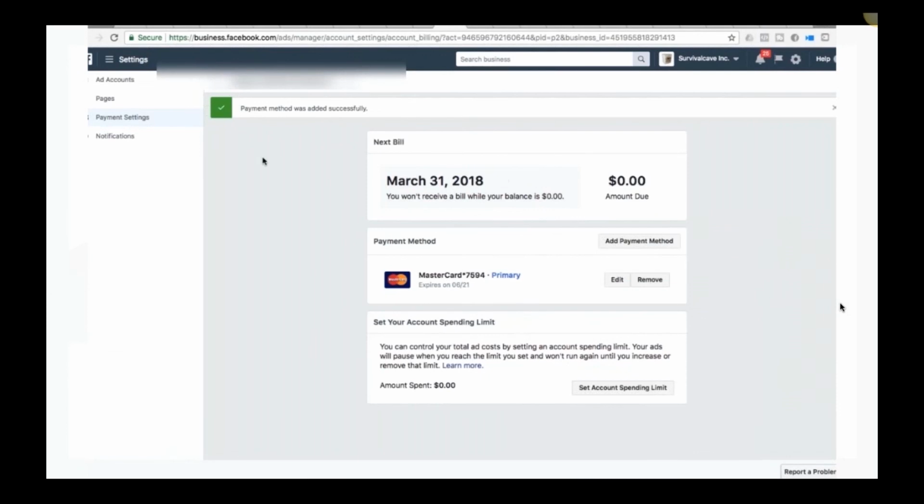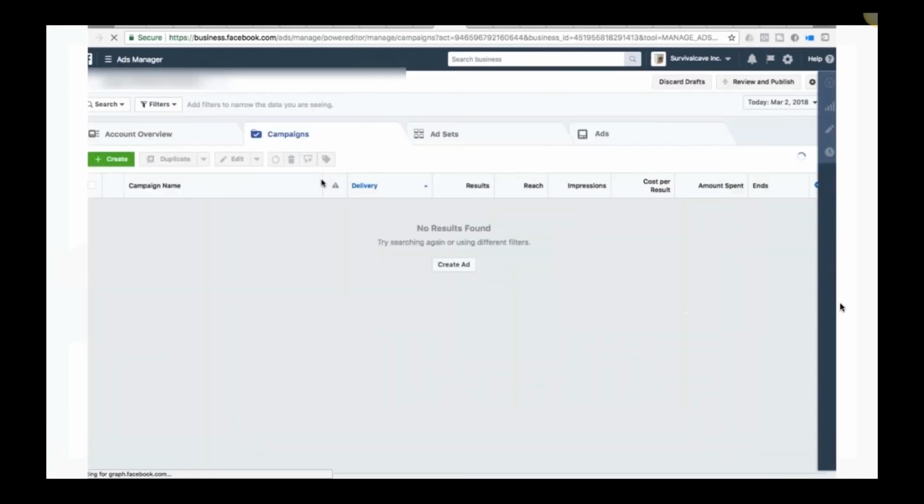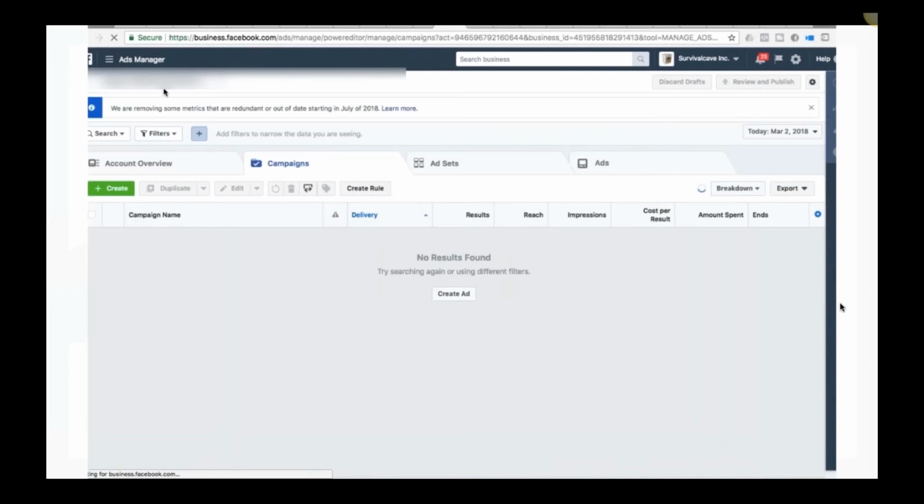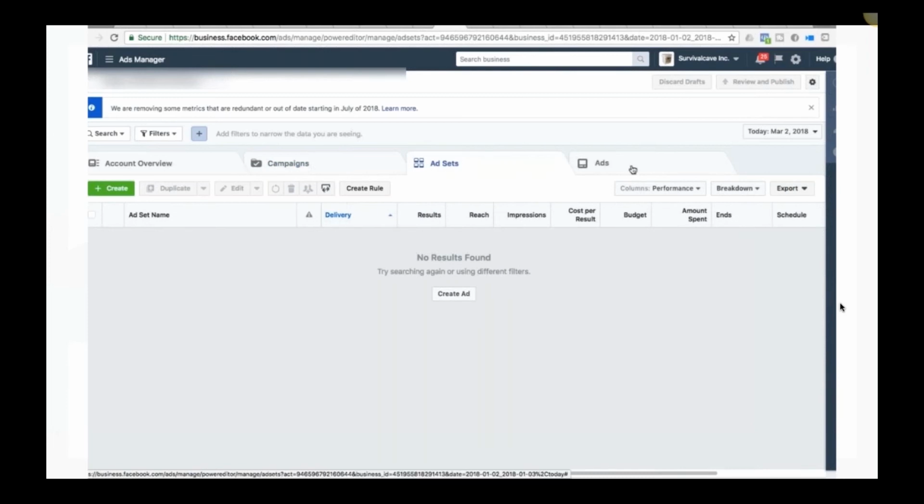So this is a dummy account I set up here. So let's just go in here and we're going to look at our ads manager. And we're going to look at how this is set up. So I'm at my ads manager now, and it defaults to campaigns here, okay? So I don't have any campaigns in here because this is just a dummy account. But then there's a tab here that says ad sets, and then there's a tab here that says ads.